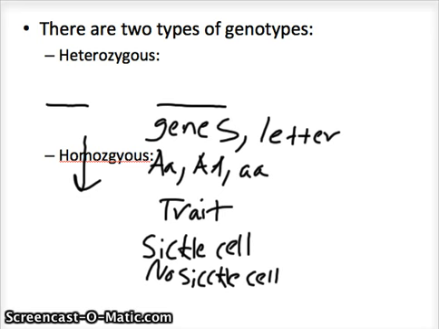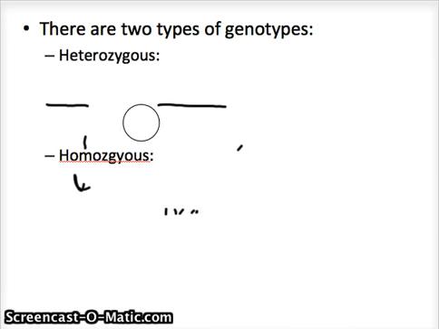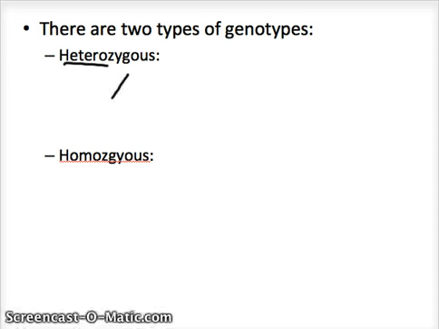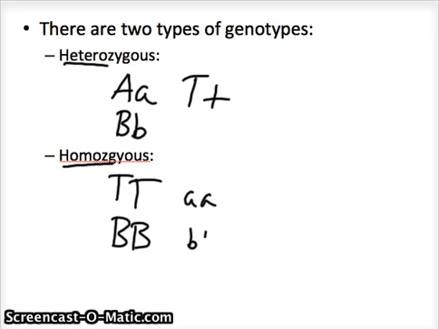Alright, so there's two types of genotypes. There's something called homozygous and something called heterozygous. So remember, the genotype is the letters. Hetero means different, so the letters would be big A, little a. It doesn't actually mean they're different letters, because we always use the same actual letter for the gene, but they're big and little. Alright, so these would all be heterozygous.